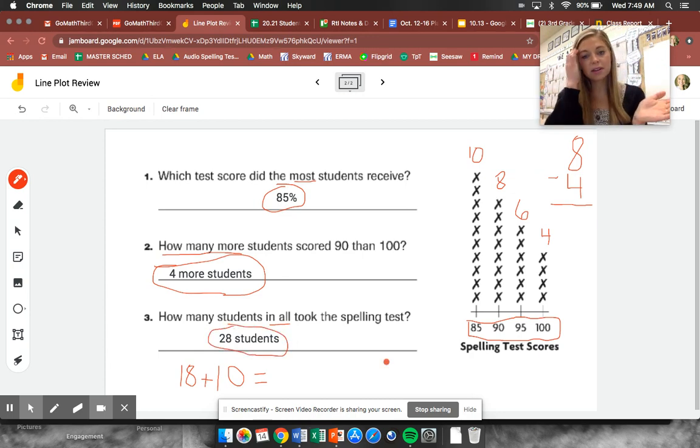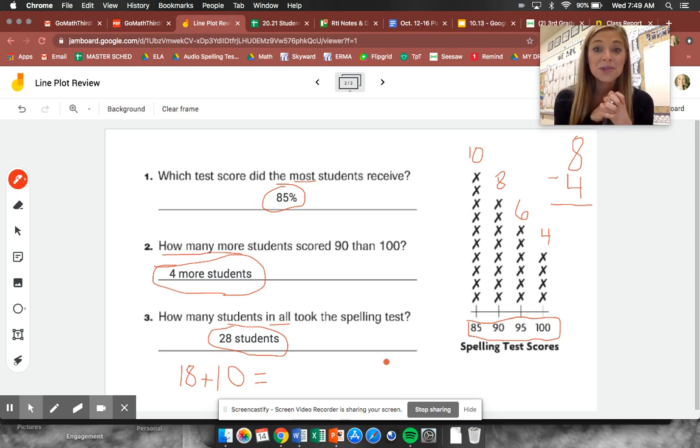Okay, so this was our line plot review. We just did 6 questions on 2 different line plots. If you are still a little bit confused on line plots, then you might want to rewatch this video. And I'm going to also have you, if you're in my class at least, do a page out of your little math workbook, and that's going to help you review for your test even more for tomorrow. Okay, so go to our Bitmoji classroom to find out what page you have to do.